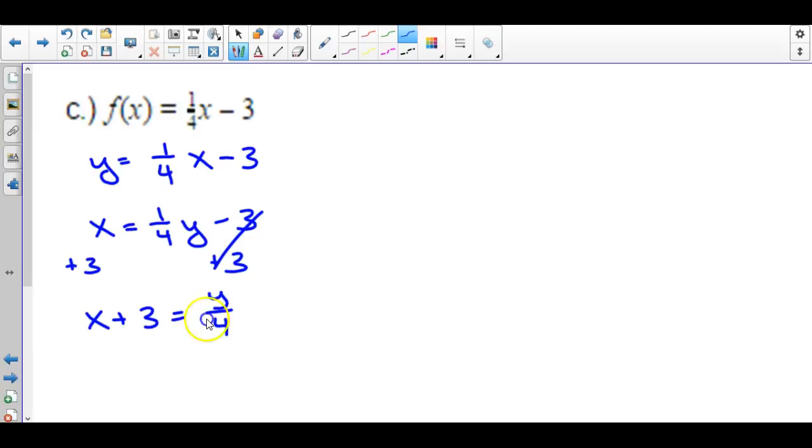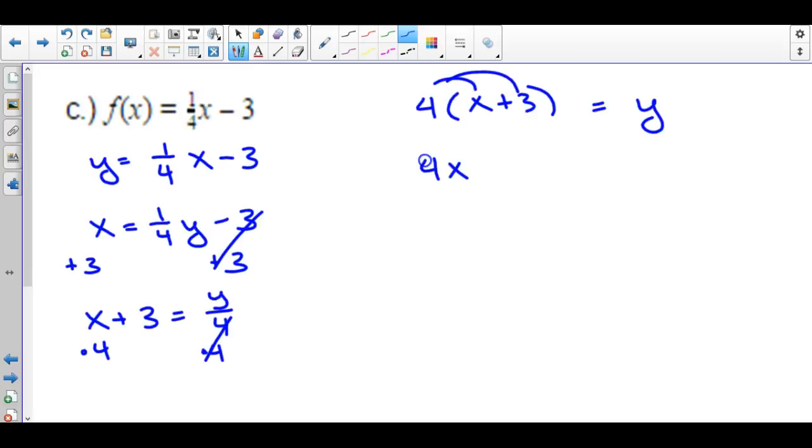Now since the y is being divided by 4 and I want to isolate the y, I'm going to multiply both sides by 4. And what that's going to do is get the y by itself on my right hand side. And on my left side, I'm multiplying the whole x plus 3 part by 4, so I threw that in parentheses. And what I'm going to do next is distribute and get 4x plus 12, and that is equal to y. And then lastly, I'm going to write this as f inverse of x, which is equal to 4x plus 12.